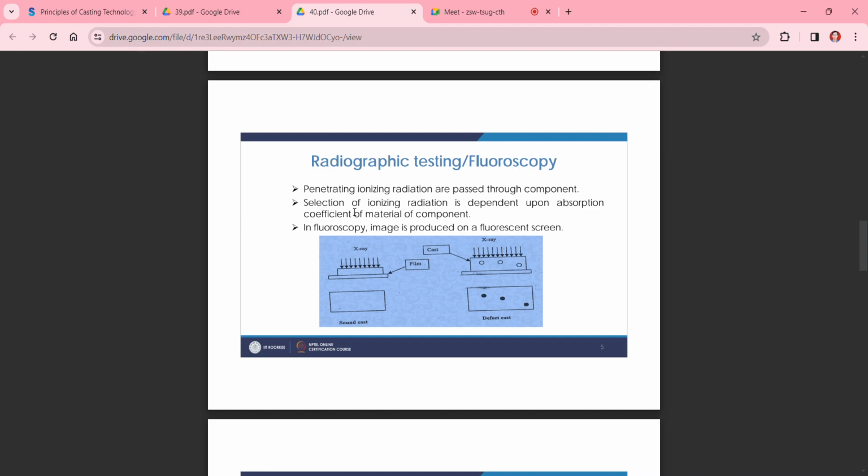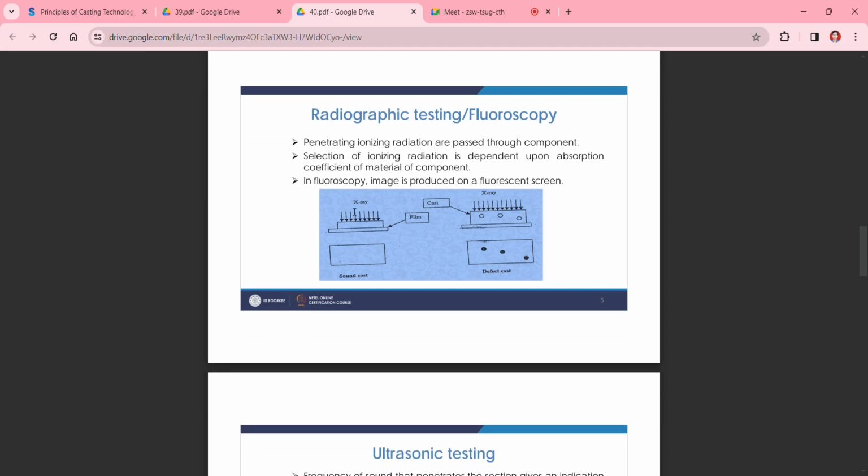It is the same principle as when you go to an orthopedic doctor when your bones are fractured. They do an X-ray test on your bone and create a replica, so they come to know where the crack is inside your bone. It's just like that. For radiographic testing we generally go with fluoroscopy, where images are produced on a fluorescent screen with the help of X-ray penetration, so you get the defects inside your casting.